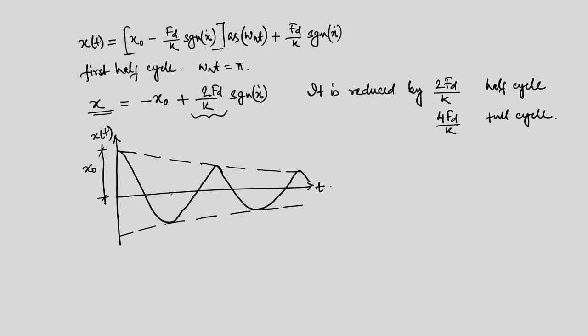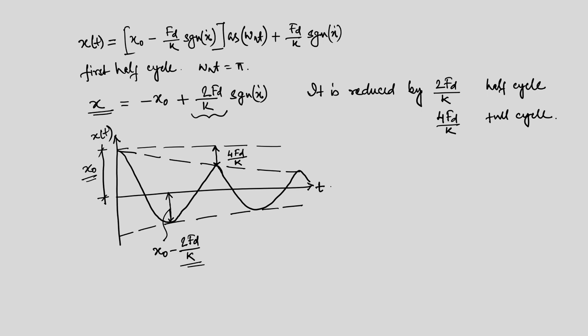Now, what is this amplitude? This is x naught minus twice f d by k. That means, if it starts from x naught in half cycle, it will be reduced by this twice f d by k, and in the full cycle, if we just draw a horizontal line here, then this reduction is 4 times f d by k.